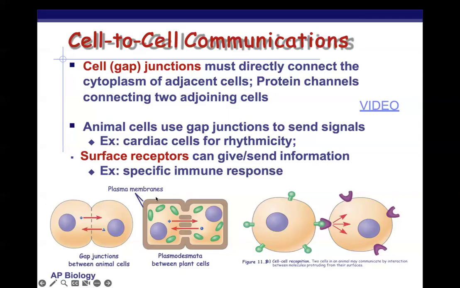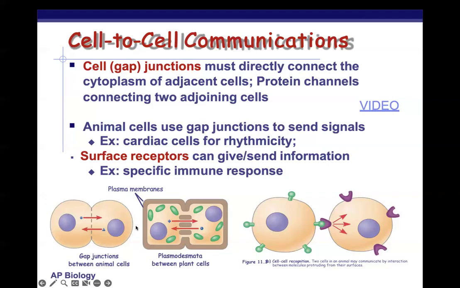Plant cells have something similar to gap junctions, but not in plant cells. Not only are these channels through the plasma membrane, but also the cell wall itself, like in this picture. Those gaps between two plant cells like this are called plasmodesmata, and they function the exact same as they would in an animal cell with gap junctions. They just also occur between the cell wall also.